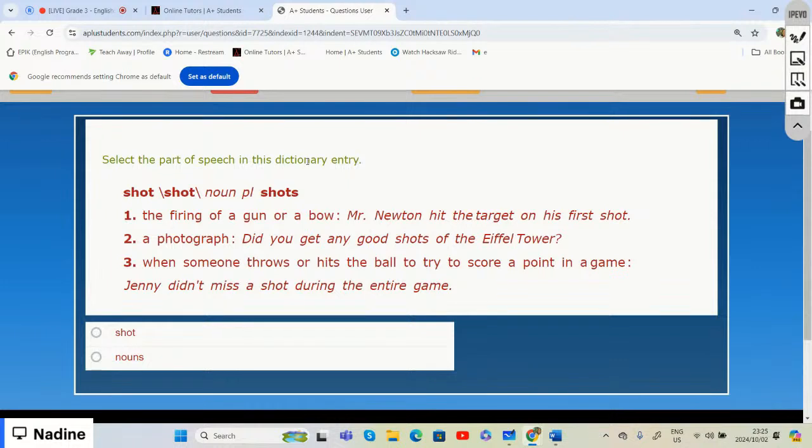Guys, part of speech is words like your adjectives, your verbs, your nouns, adverbs. So if you look at that dictionary entry, what is the part of speech?